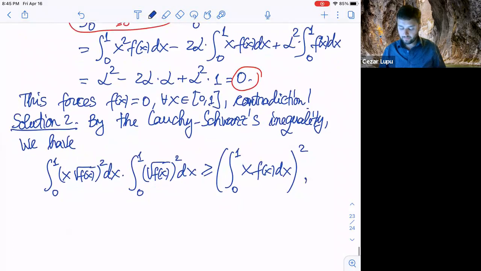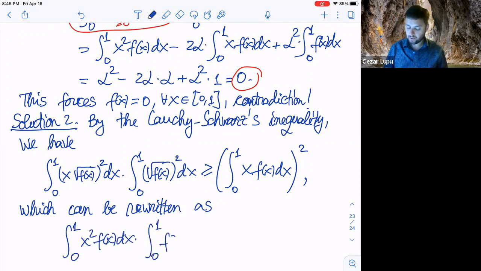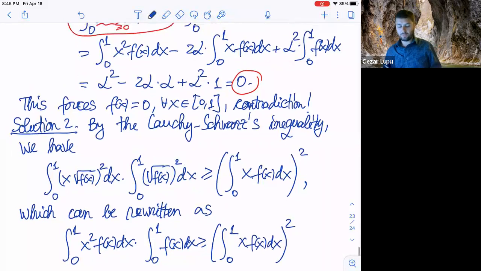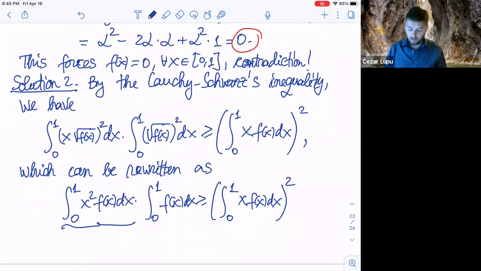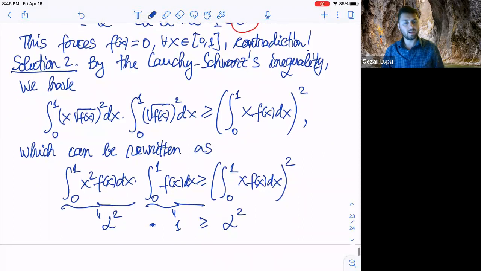But now let's identify, which can be rewritten as the integral from 0 to 1 of x squared f of x dx times the integral from 0 to 1 of f of x dx, right? Greater or equal than the integral from 0 to 1 of x f of x dx, everything squared. All right, beautiful. And now at this point, we can identify this guy here is alpha squared. This guy here is 1. Greater or equal than this guy here is alpha squared. Wow, so we have actual equality.